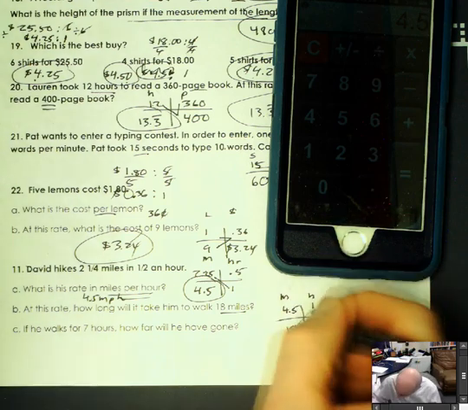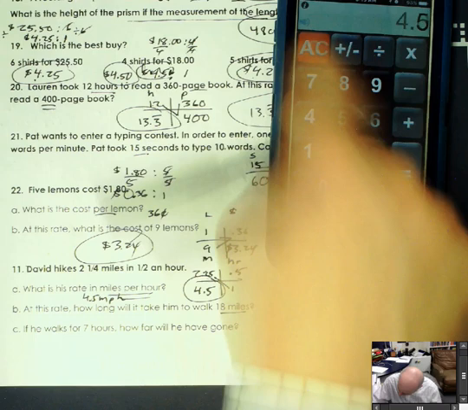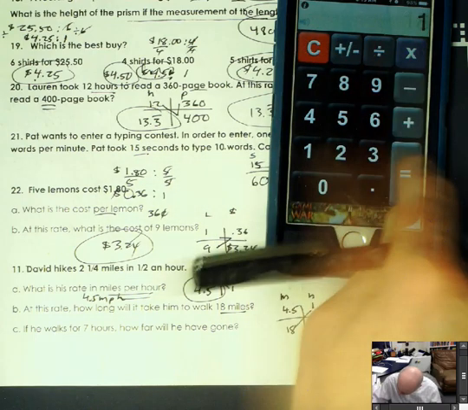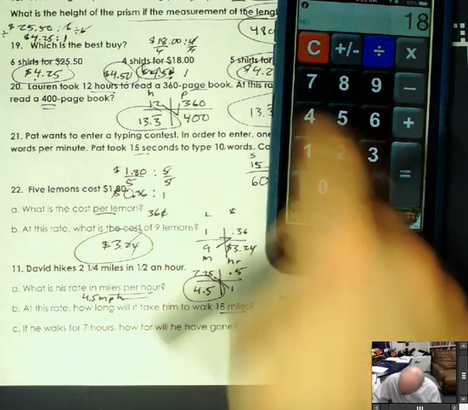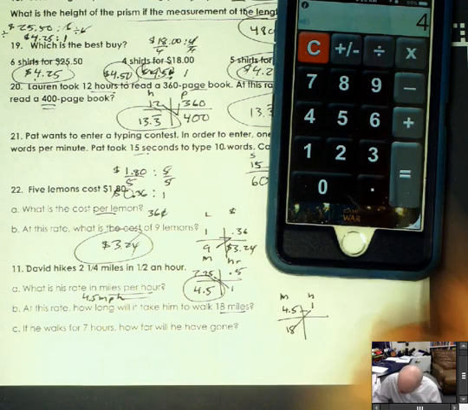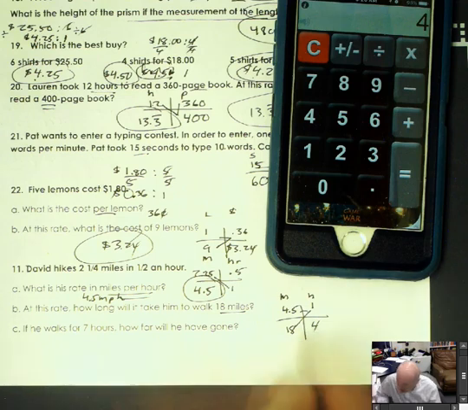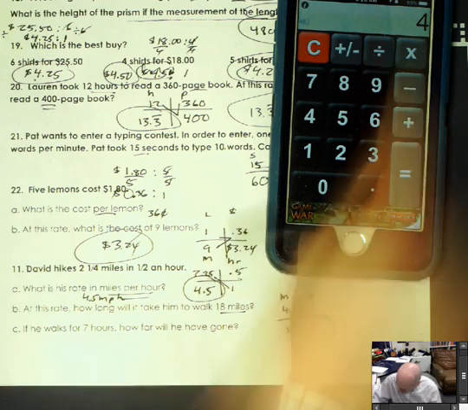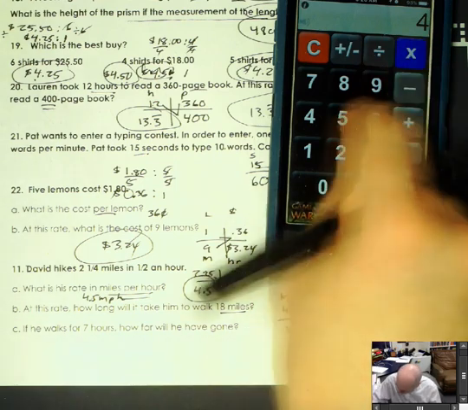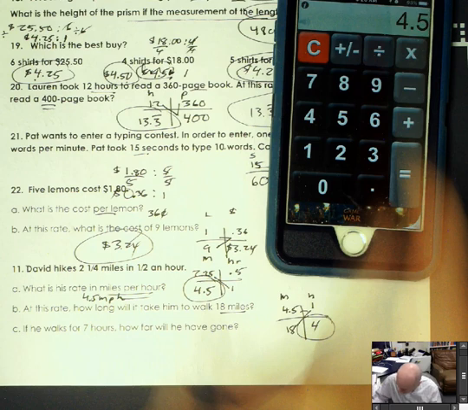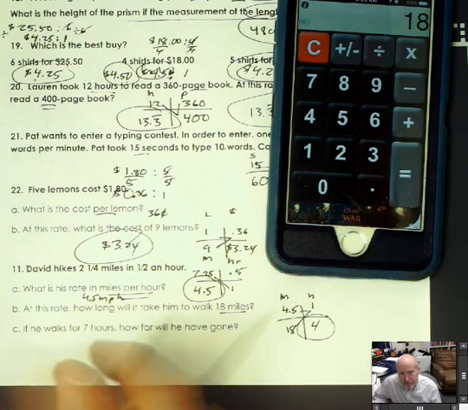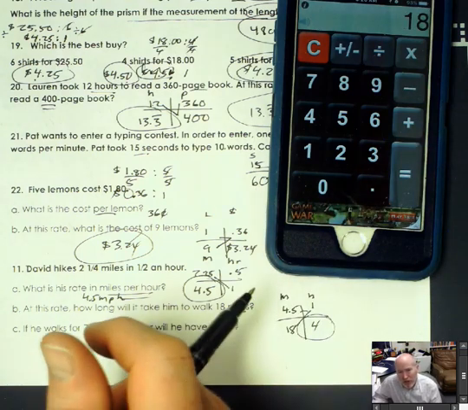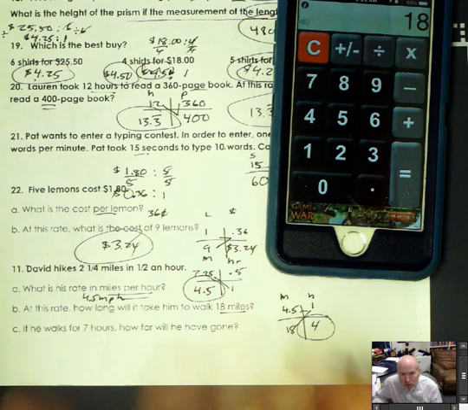So I'm just going to take 18 times 1, which is of course 18, and I'll divide that by my third number in the box, 4.5, and we get 4. So it'll take him 4 hours to go that. And if I'm not sure, I'll just take that 4 times 4.5. That's the 4.5 miles per hour. So 4 hours times 4.5 equals 18. You can always double check your answers. Just use that logical reasoning.